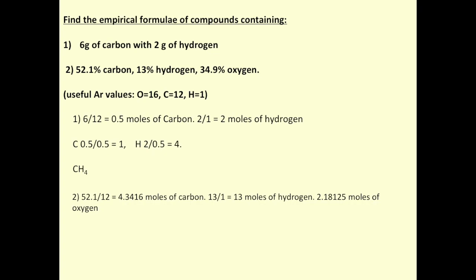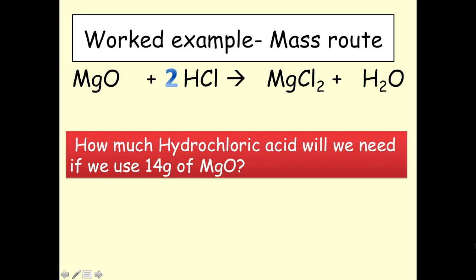Once again, we're going to divide through all of these by the smallest number. And the smallest number there is 2.18125. So we're going to divide everything through by 2.18125. And when we do that, we come out with a carbon value of 1.989, a hydrogen value of 5.96, and obviously the last one must be 1. So that is really close to C2H6O1, or just O. And that's it. That's the empirical formula.